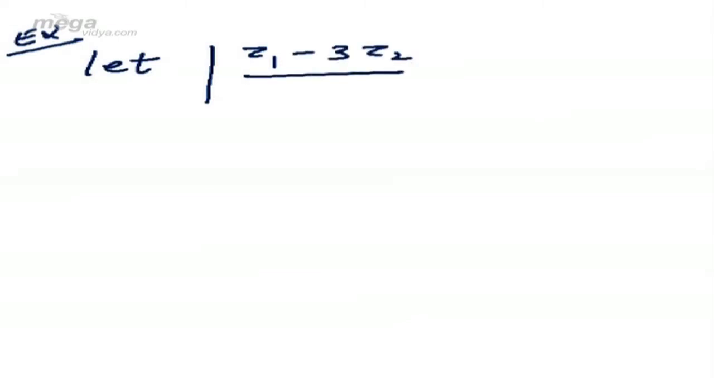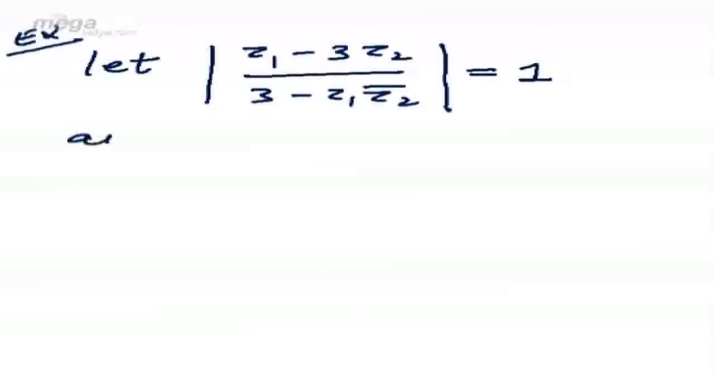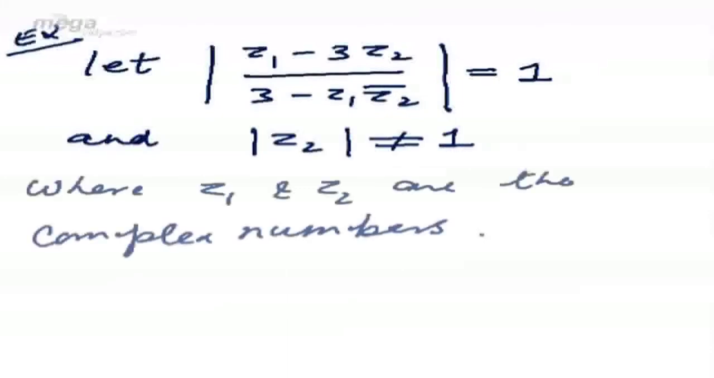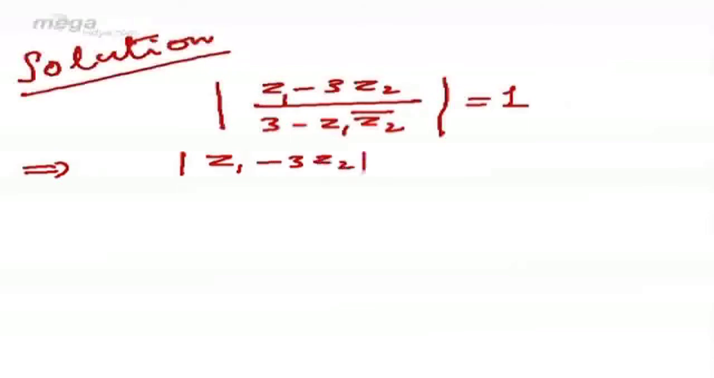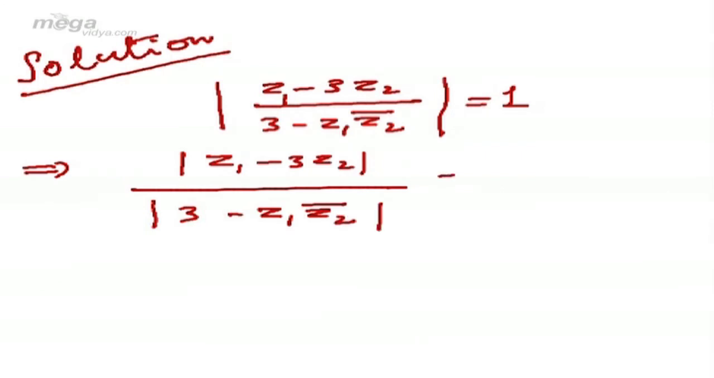Let us come to the next example. Mod of (z1 minus 3z2) divided by (3 minus z1 z2 bar) is equal to 1 and mod of z2 is not equal to 1, where z1 and z2 are complex numbers. Find mod of z1. We are given mod of (z1 minus 3z2) divided by (3 minus z1 z2 bar) is equal to 1. This can be written as mod of (z1 minus 3z2) divided by mod of (3 minus z1 z2 bar) is equal to 1.